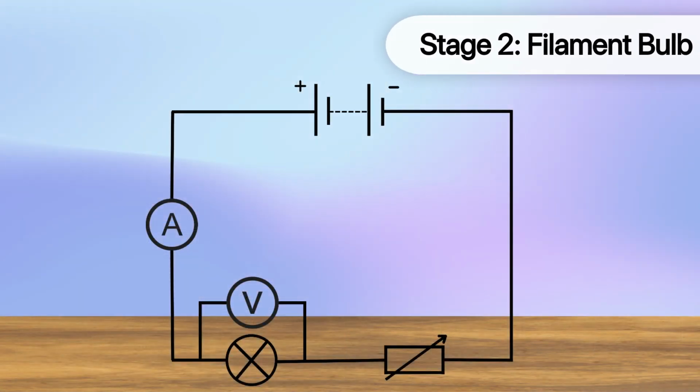Now, replace the fixed resistor with a filament bulb. Ensure that the filament bulb is placed in the same position, such that the voltmeter is connected around it and measures the voltage through this particular component. Begin with the positive power supply terminal connected to the ammeter and the negative terminal connected to the variable resistor.